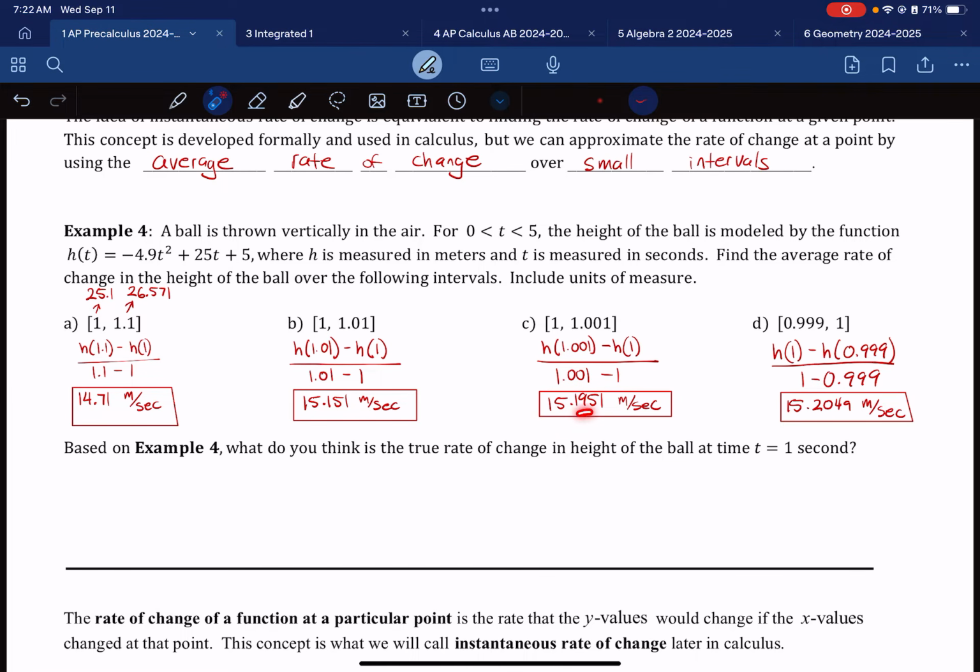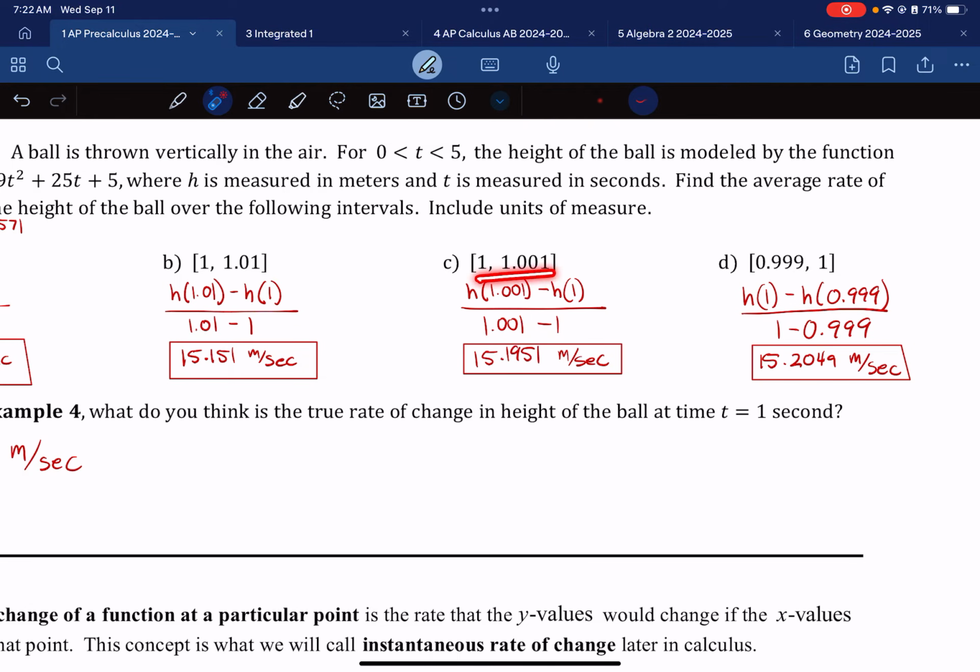I mean, this value is really, really close to 15.2. This value is also really, really close to 15.2. I think it's 15.2 meters per second. Why do I think that? It doesn't ask me to say why, but the reason I think that's close is because these values should be closer than those values because they are closer to 1 point. And those two values, if I take the average of them, I think the average is exactly 15.2.